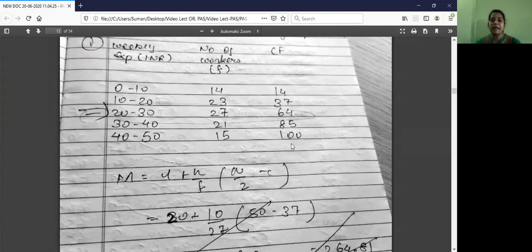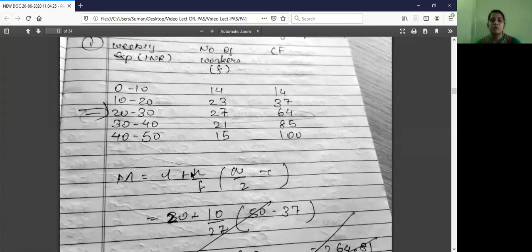Okay, so n by 2 is equal to what? 50. So find the value just greater than 50. Just greater than 50 in your CF column is 64. Got it? So this is our median class. Capital N is 100, n by 2 is 50. Search for the value greater than 50, which is 64. So this is our median class.